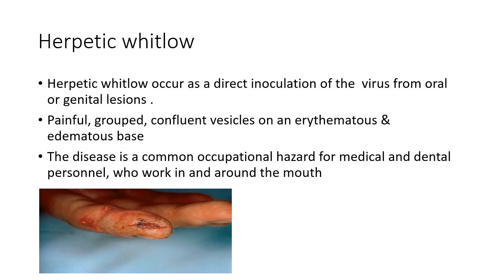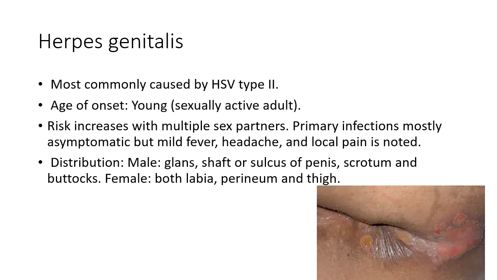Now coming to herpes genitalis, most commonly caused by HSV type 2. Age of onset is young, sexually active adults. Risk increases with multiple sex partners. Primary infections are mostly asymptomatic, but mild fever, headache, and local pain are noted. Distribution: in males, the glans, shaft or sulcus of penis, scrotum and buttocks. As we can see, the picture is from the buttock, and in females, both labia, perineum and thigh are involved.